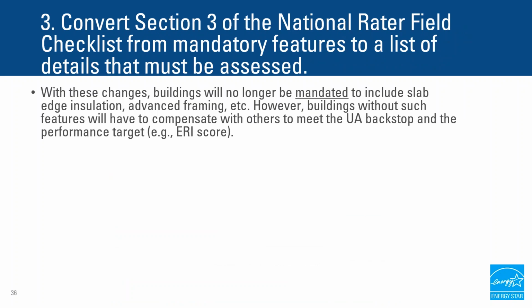And the third part of this proposal is to convert section 3 from mandatory features to details that must be assessed. So with these changes, buildings will no longer be mandated to include slab edge insulation, advanced framing, etc. However, buildings without such features will still have to compensate with others to make sure that the UA backstop and the performance target are met.